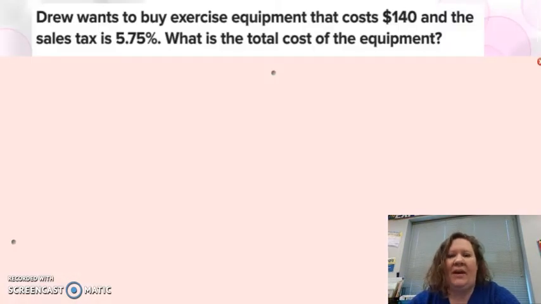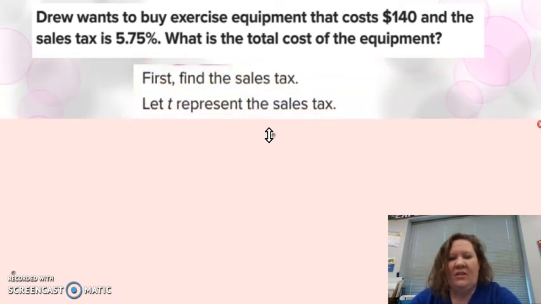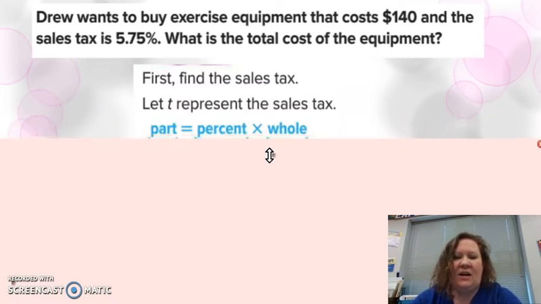Drew wants to buy exercise equipment that costs $140 and the sales tax is 5.75%. What is the total cost of the equipment? The very first thing that we need to do is find how much Drew needs to pay in sales tax. We're going to let T represent the sales tax. We are going to use the percent equation that we learned earlier.